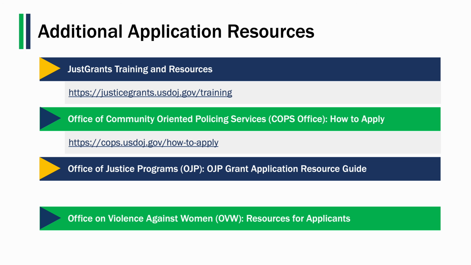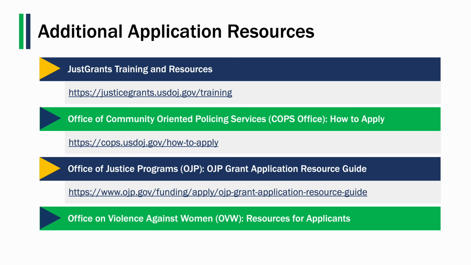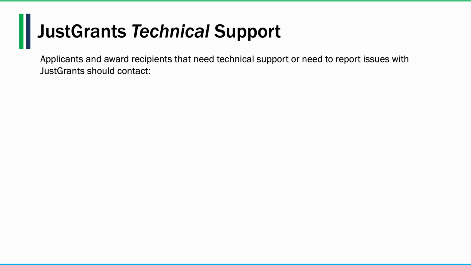The Office of Community-Oriented Policing Services, or COPS office, also provides additional application materials that are unique to their specific funding opportunities. The Office of Justice Programs, or OJP, offers an excellent grant application resource guide. And the Office on Violence Against Women, or OVW, has their own site providing resources for applicants for OVW awards. JustGrants technical issues should be sent to JustGrants technical support. For grant application status, check the website from the DOJ managing offices, COPS, OJP, and OVW.